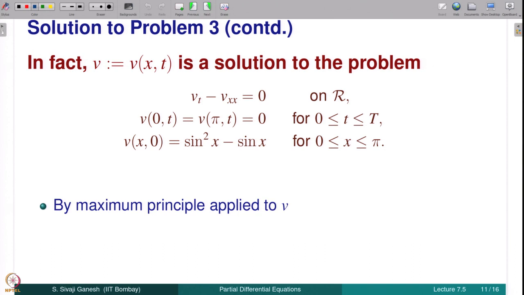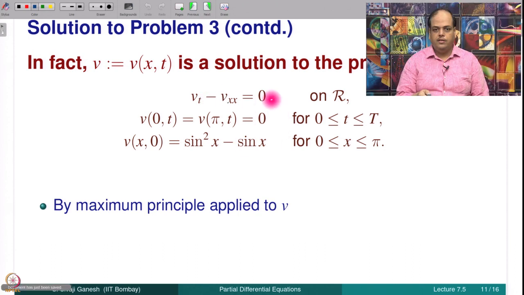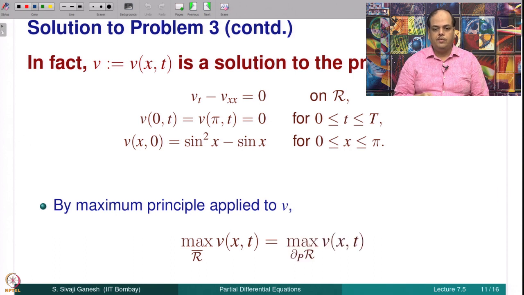Now, by the maximum principle applied to this v, the maximum of v on R closure is nothing but the maximum of v on the parabolic boundary. So, therefore, we will look at what the maximum of v on the parabolic boundary is. The parabolic boundary consists of three lines. One is the line x equal to 0, x equal to pi, on which v is 0. And the other line is the x axis part between 0 and pi. So, we need to look at what happens to this sin square x minus sin x.